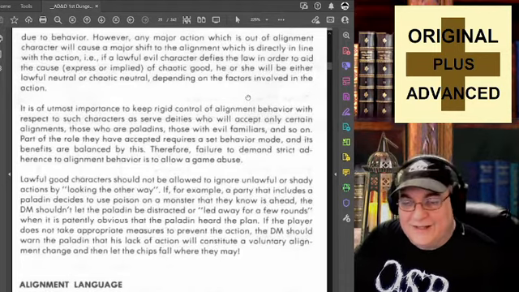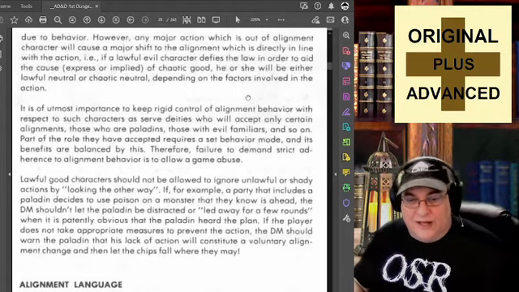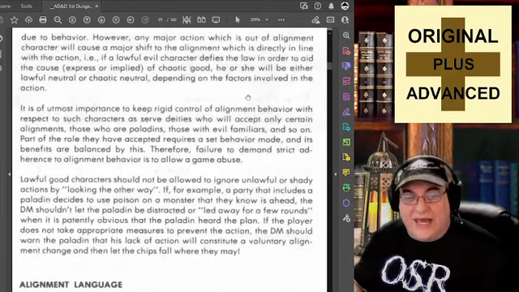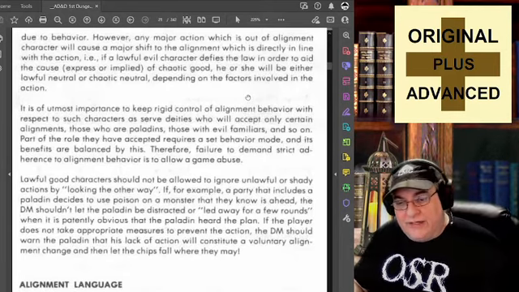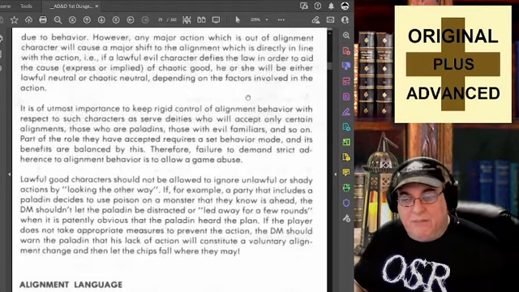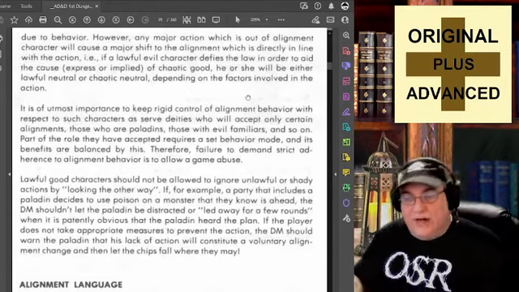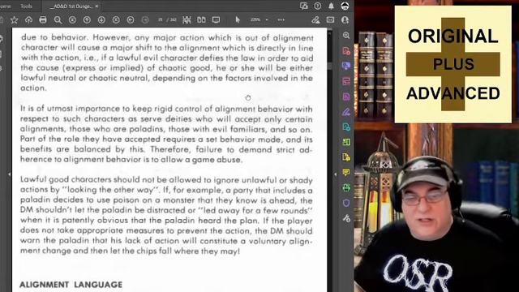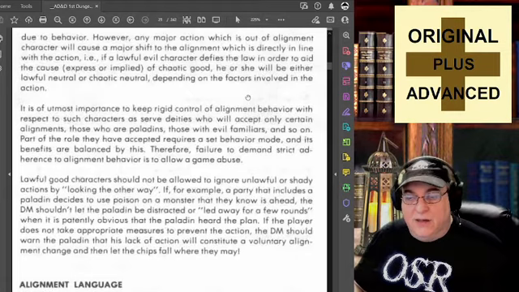With respect to such characters as serve deities who will accept only certain alignments, those who are paladins, those with evil familiars, and so on. Part of the role they have accepted requires a set behavior mode, and its benefits are balanced by this. Therefore, failure to demand strict adherence to alignment behavior is to allow a game abuse.